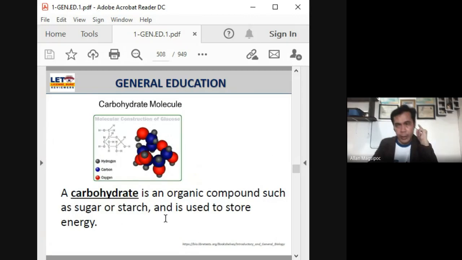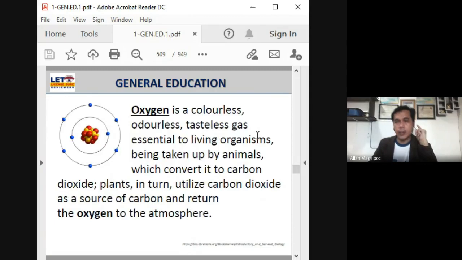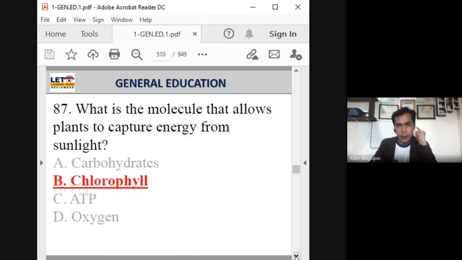Ang carbohydrate molecule naman is an organic compound such as sugar or starch and used to store energy. Rice, yan, carbohydrate yan, yung bread, meron carbohydrate. Okay? Oxygen naman, by definition, is a colorless, odorless, tasteless gas, essential to living organisms. And plants, in turn, utilize carbon dioxide, the source of carbon, and return oxygen to the atmosphere. Okay, so correct answer to that question is chlorophyll.